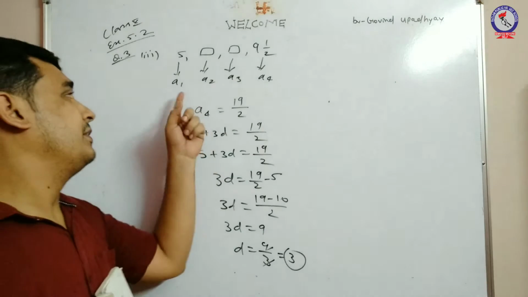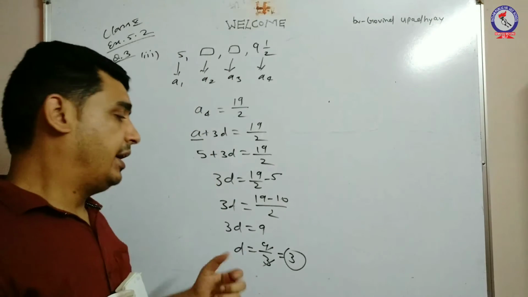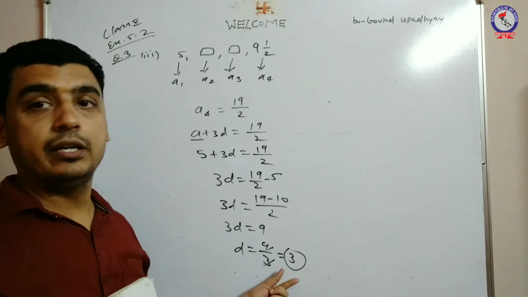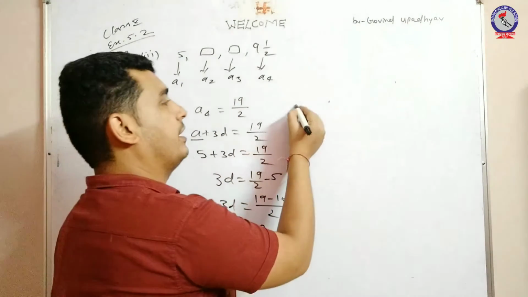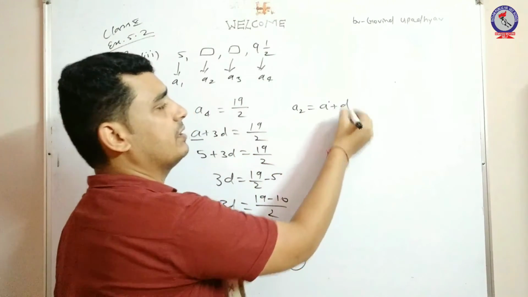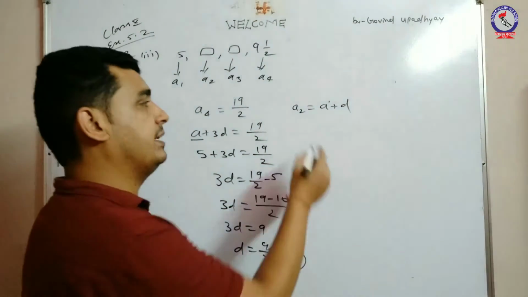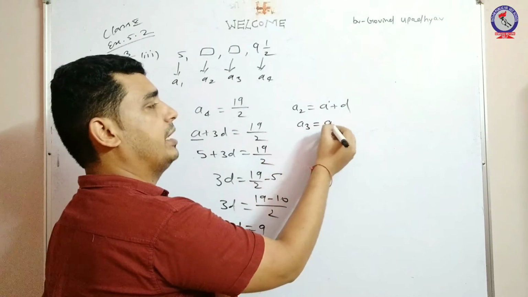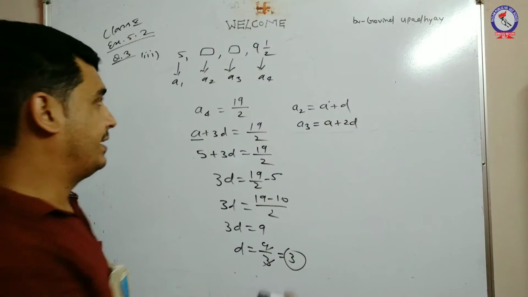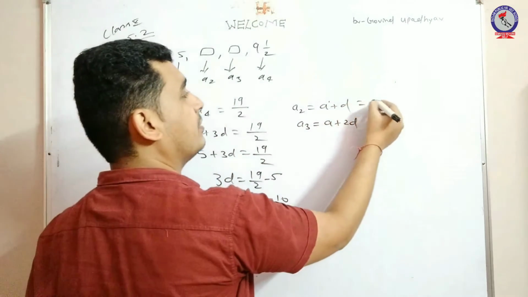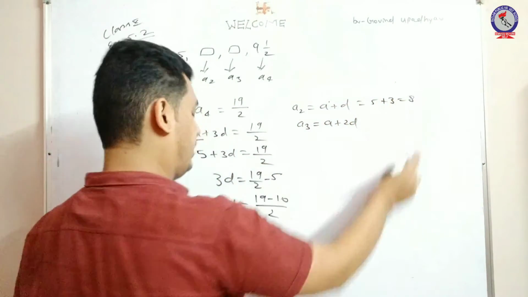Now we have A is equal to 5 and the common difference is 3. So we can easily find A2 and A3 like this. A2 will be A plus D and A3 will be A plus 2D. What is A plus D? That is 5 plus 3, 8.